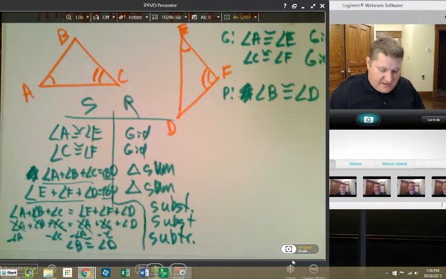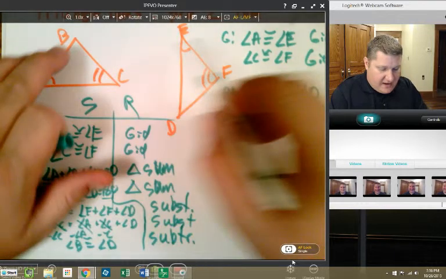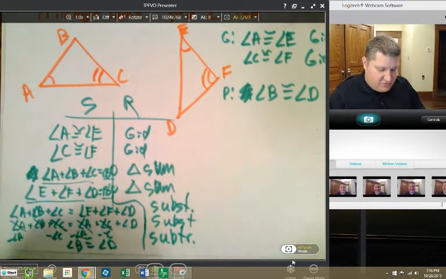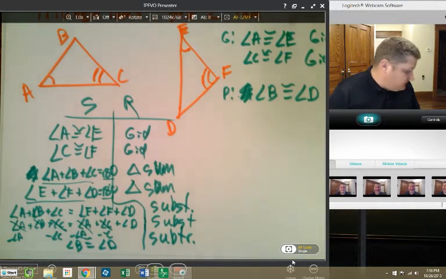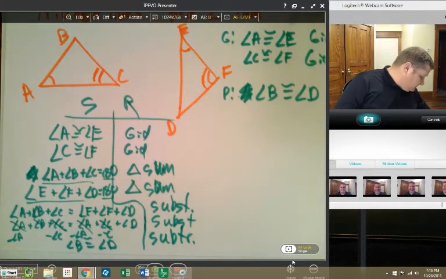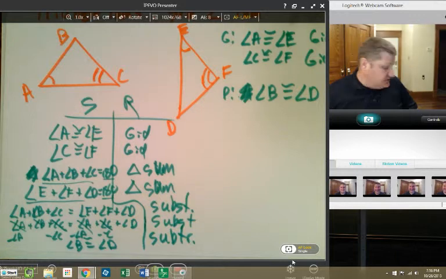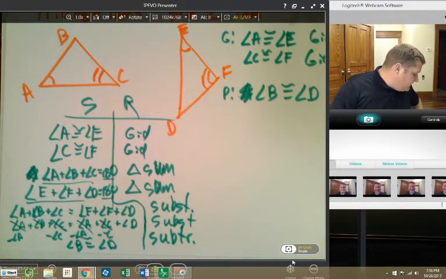So that is proving that the third angle of two triangles that include two congruent angles is automatically congruent, and it's all based on triangle sum. Now, what you need to do from there is you will need to do a couple practice problems and a couple proofs based on that idea.